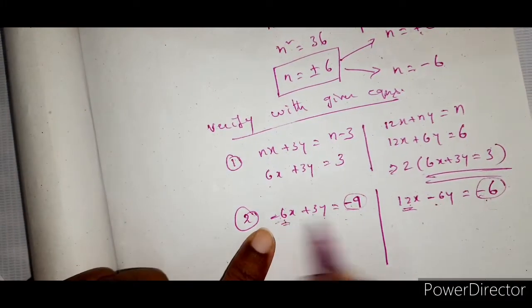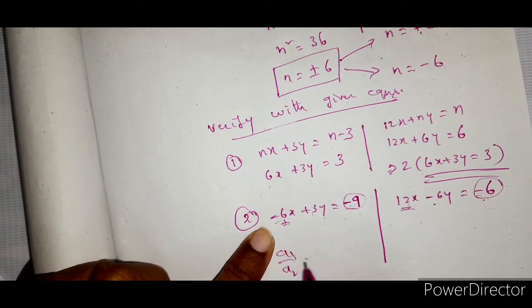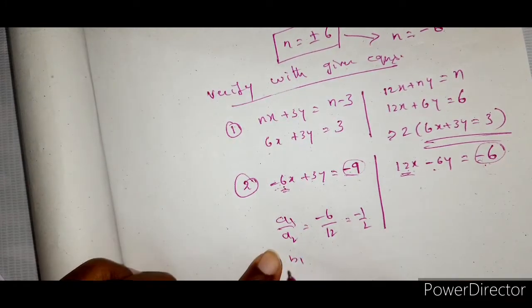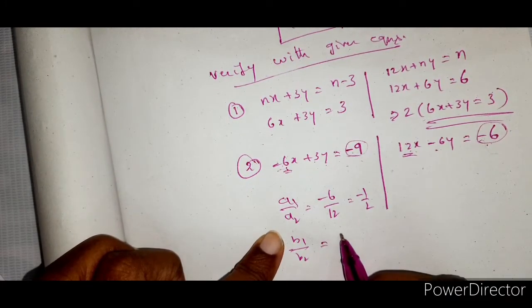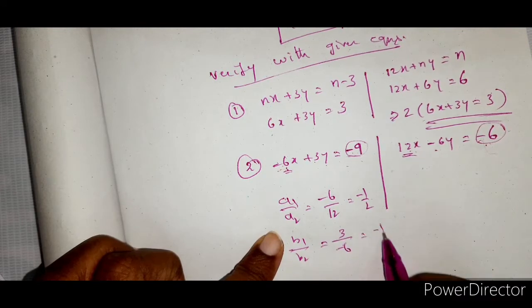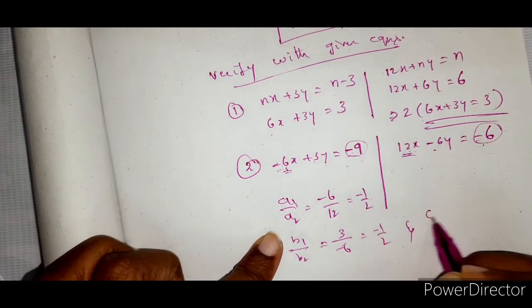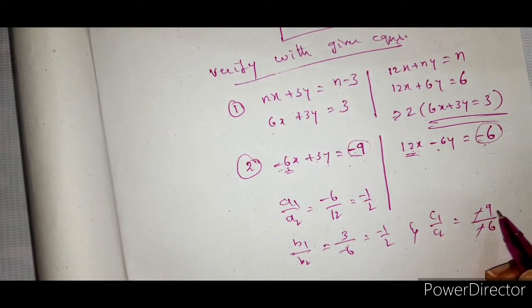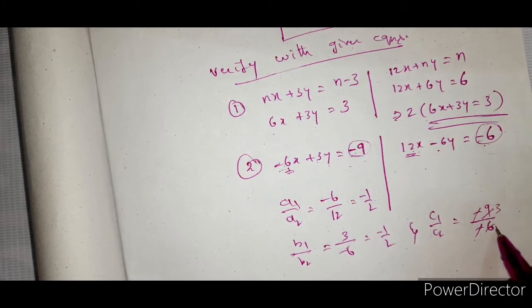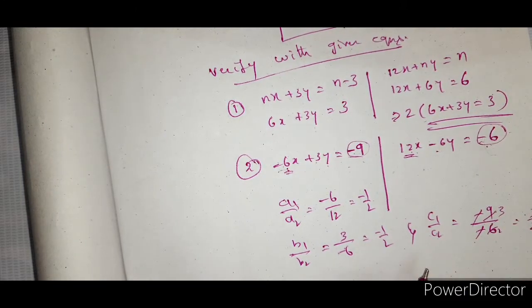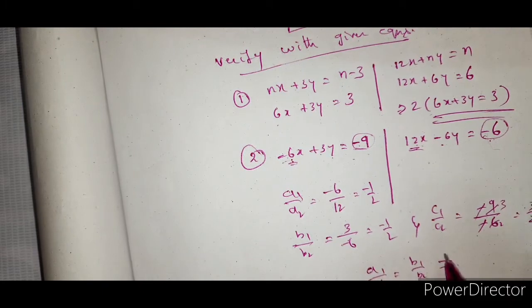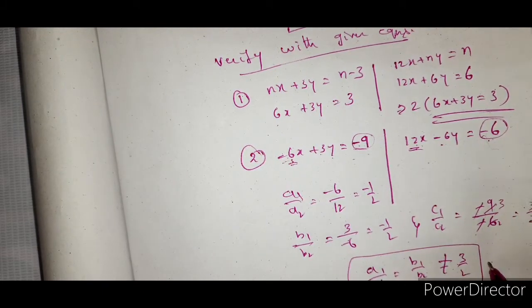Or rather, now we will check the condition. A1 by A2 is equal to minus 6 by 12, which is minus 1 by 2. B1 by B2 is equal to 3 by minus 6, which is equal to minus 1 by 2. And C1 by C2 is equal to minus 9 by minus 6, that is 3 by 2. Therefore A1 by A2 is equal to B1 by B2, but not equal to C1 by C2, which implies the same.